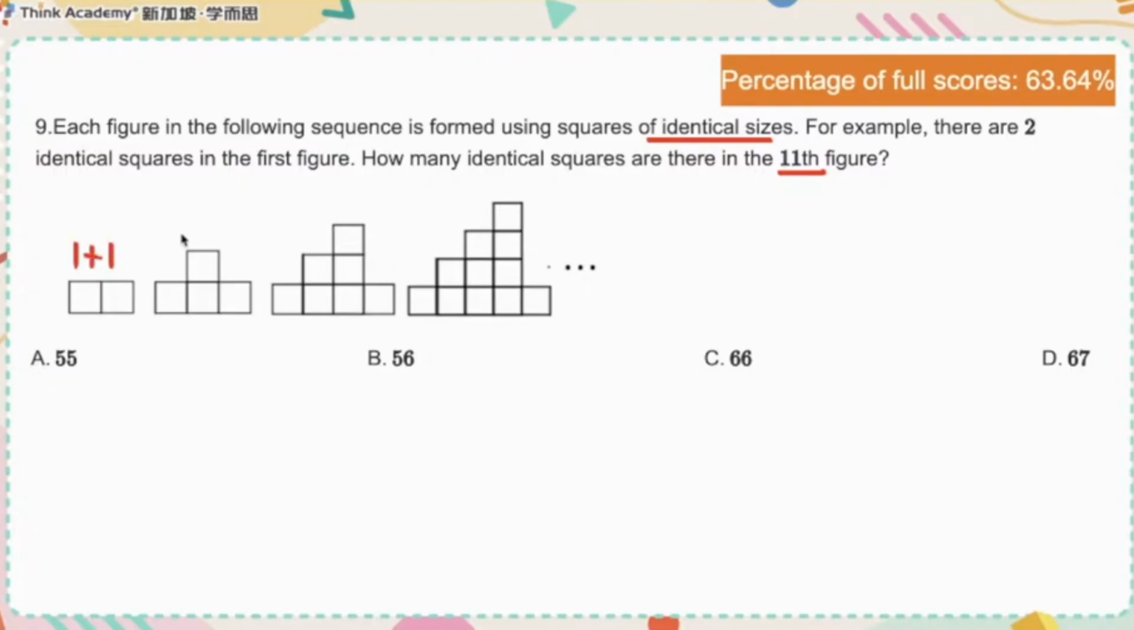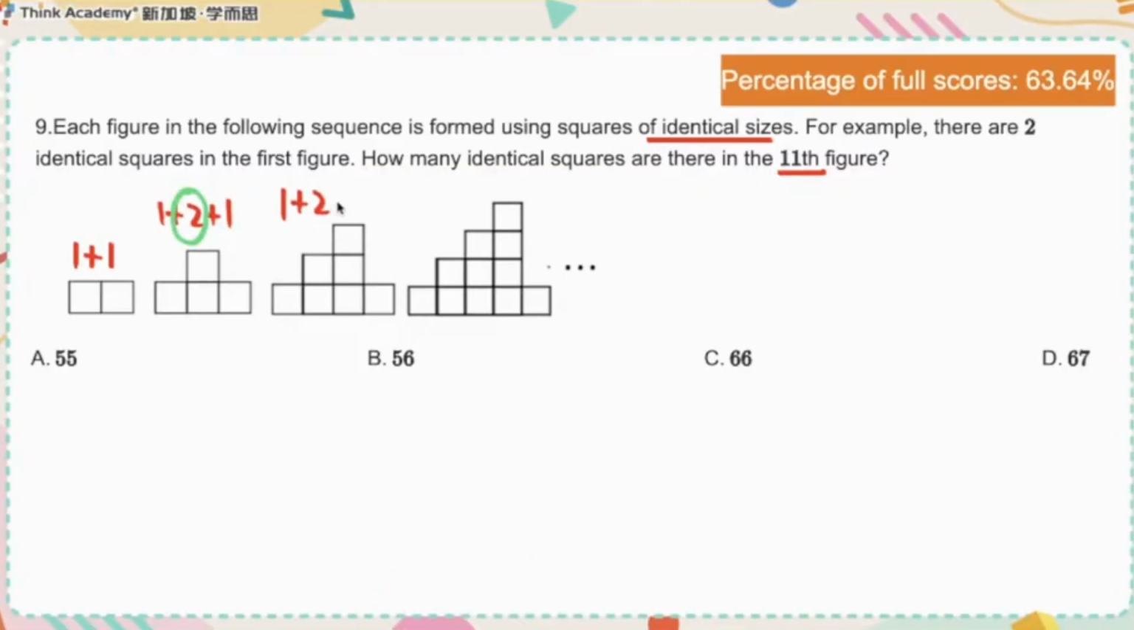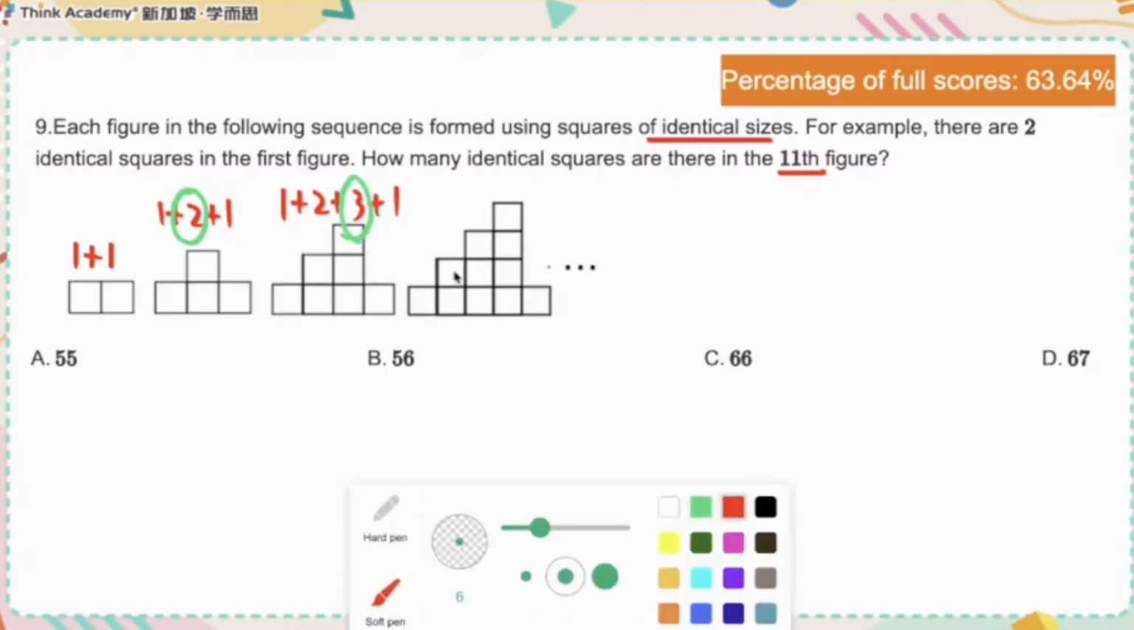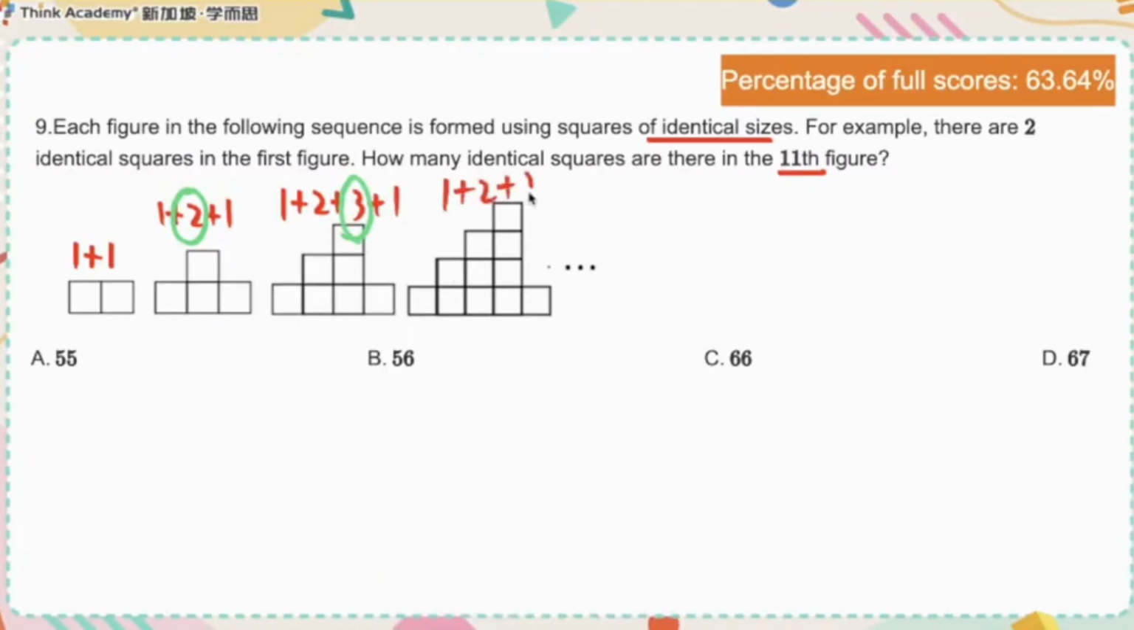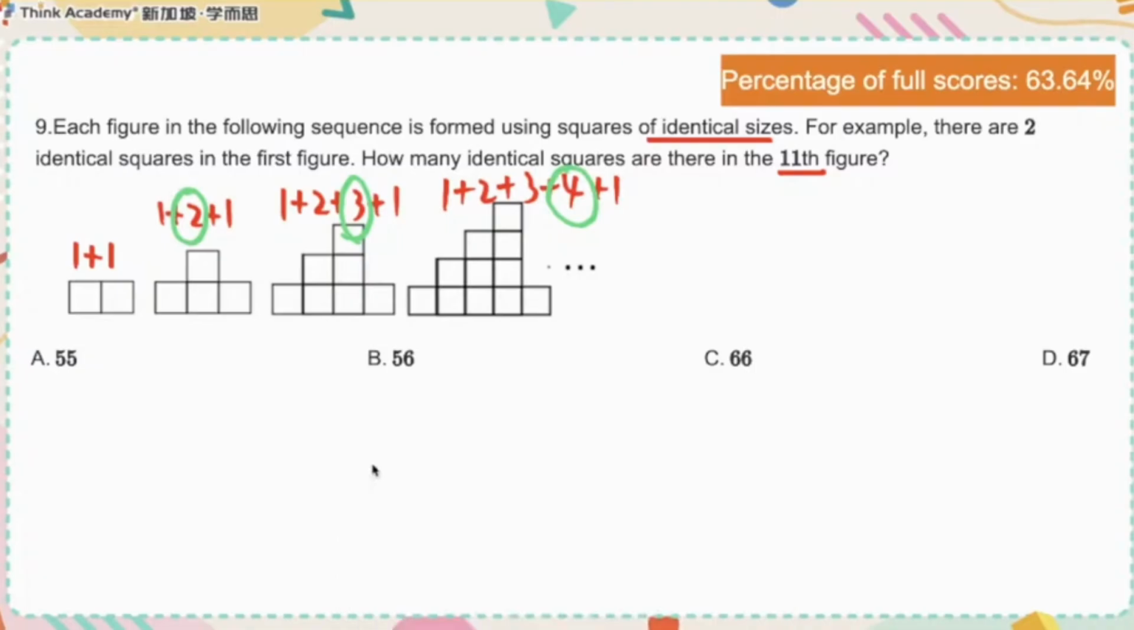Firstly, we can see this is 1 plus 1. The second one is 1 plus 2 plus 1. This time we got a longer one, right? And then the third one is 1 plus 2 plus 3 plus 1. So we got an extra 3, right? Then the next time it is 1 plus 2 plus 3 plus 4 plus 1. So we got an extra 4. So the pattern is every time we just add one more extra number.